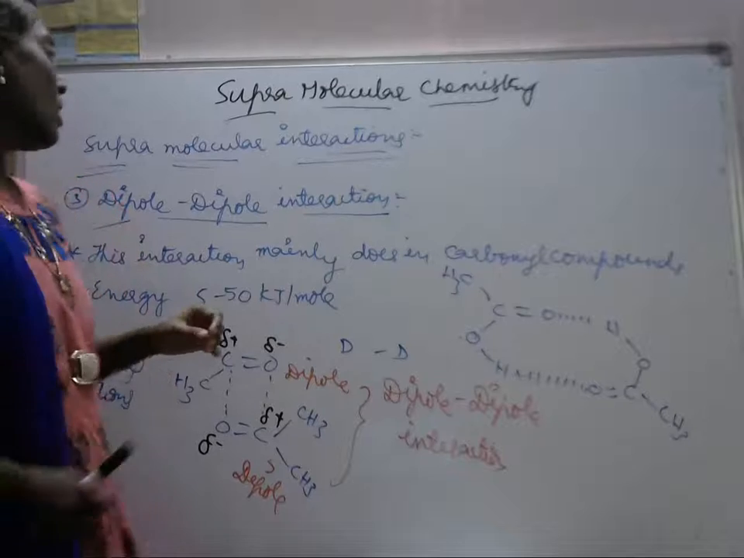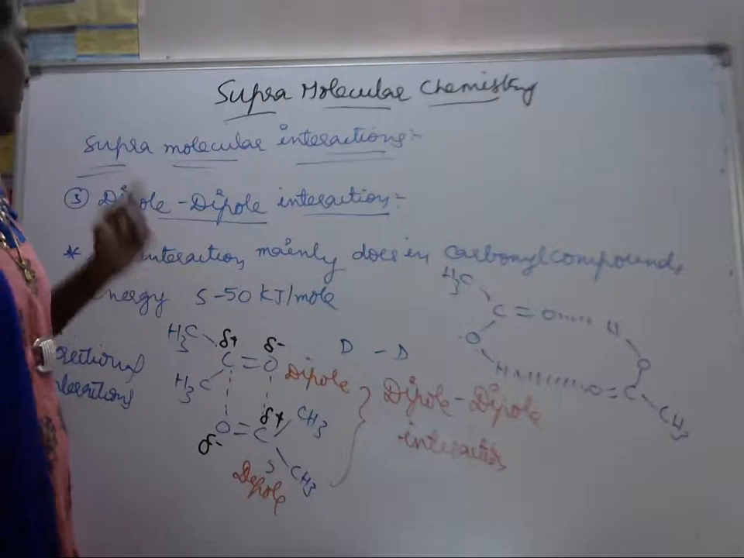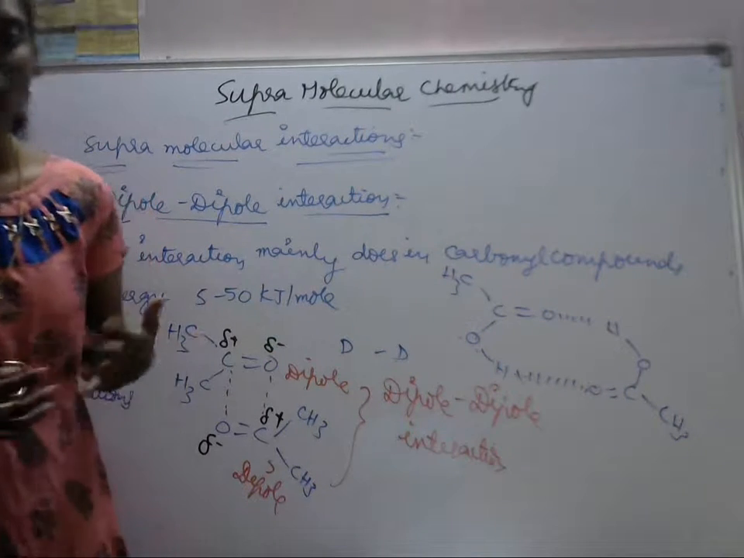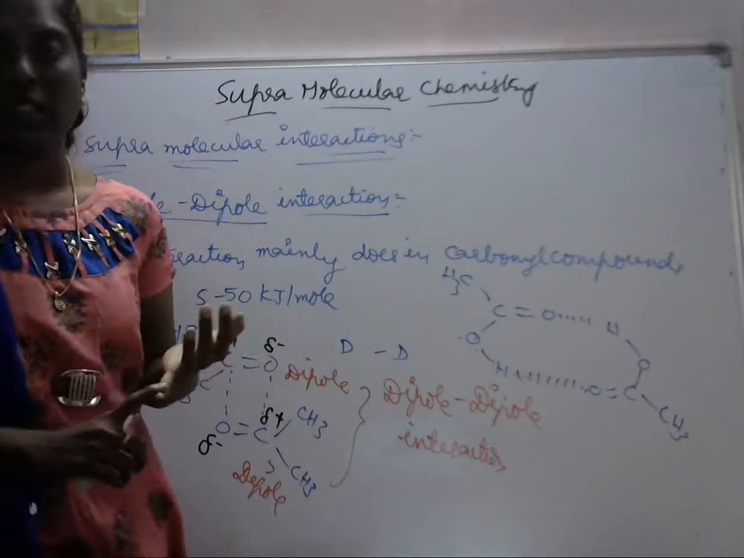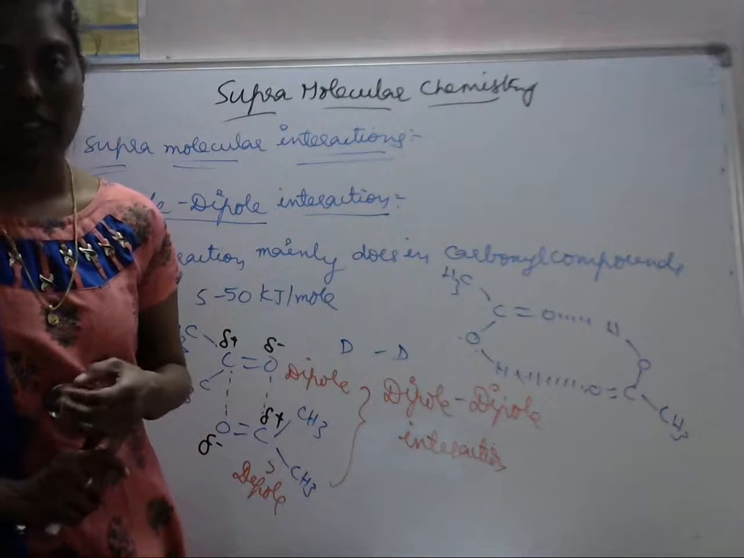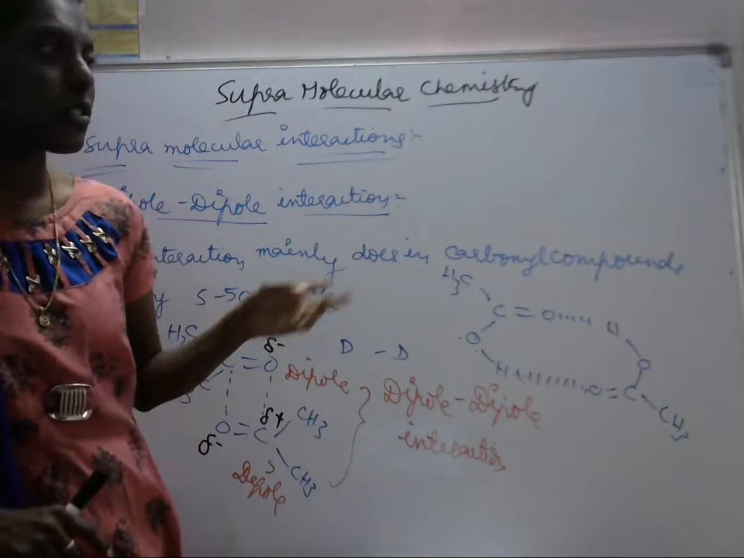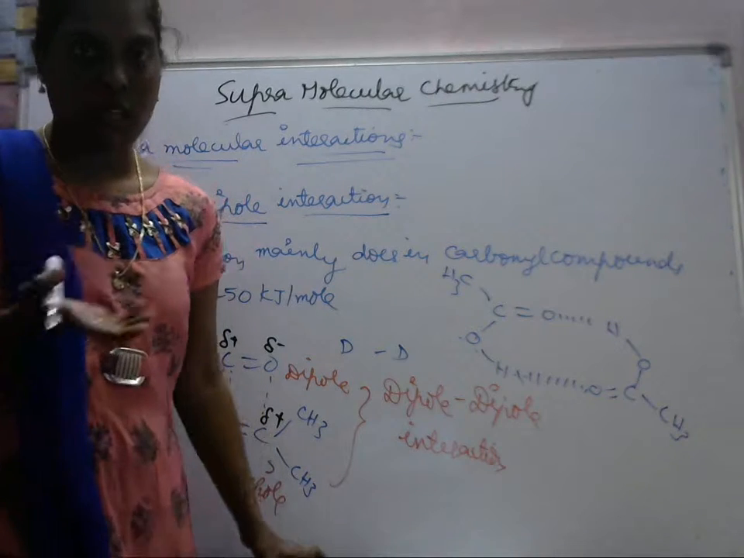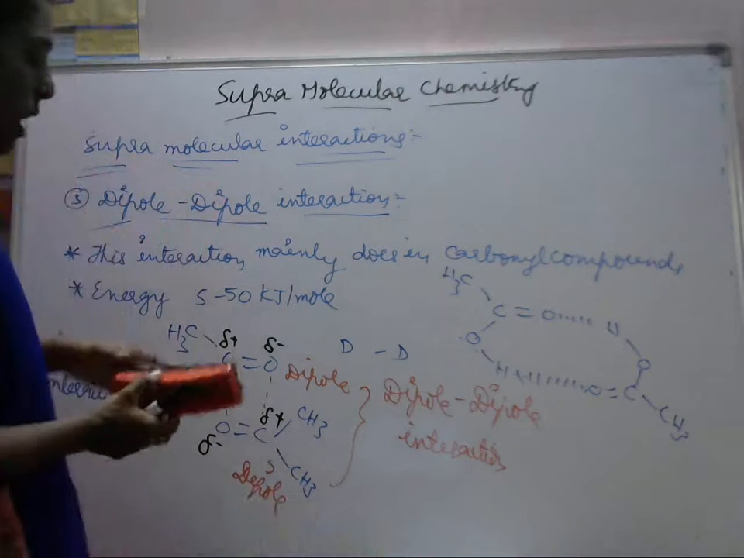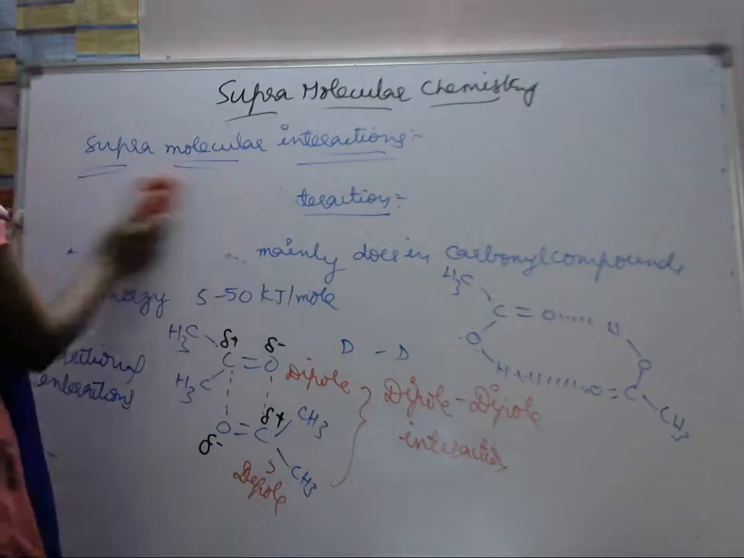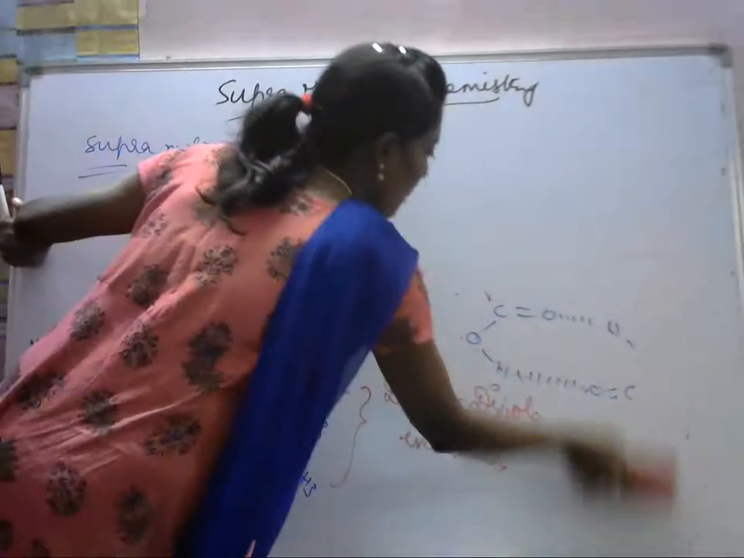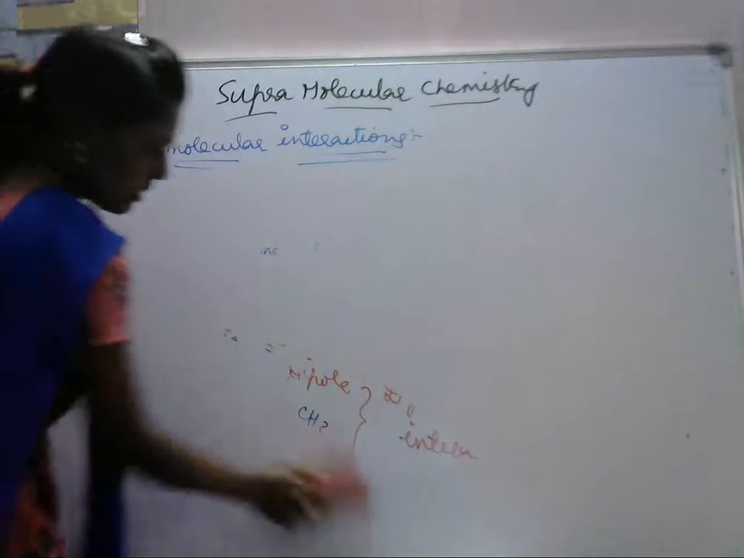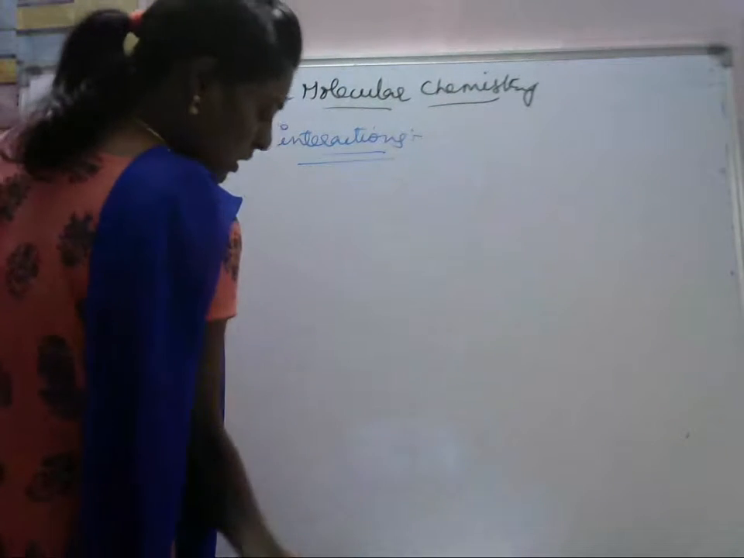In today's class we have already discussed the dipole interactions, which means the ion-ion interactions, ion-dipole interactions and dipole-dipole interactions. Let's see hydrogen bonding. There are many types of interactions, so let's see the hydrogen bonding interactions. The next one is hydrogen bonding interactions.